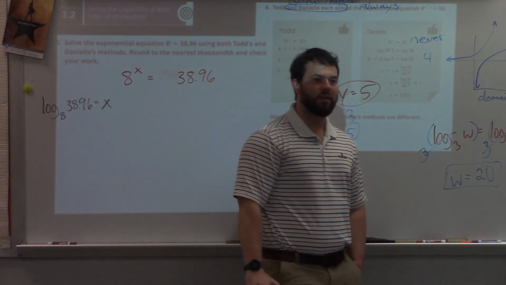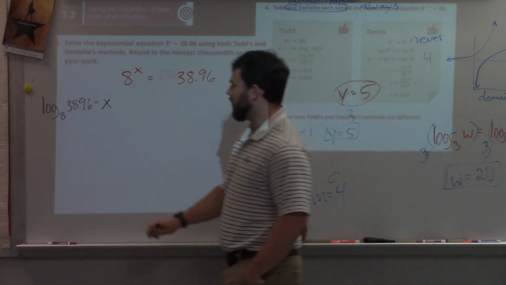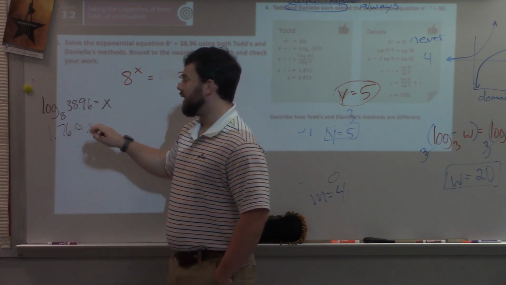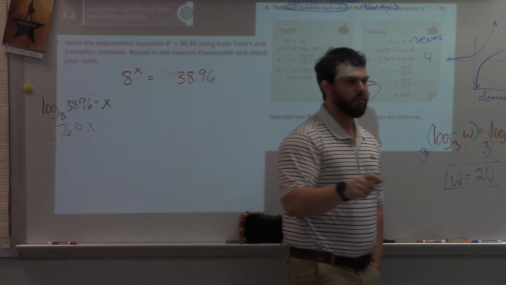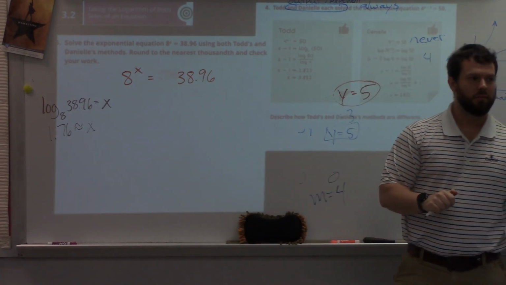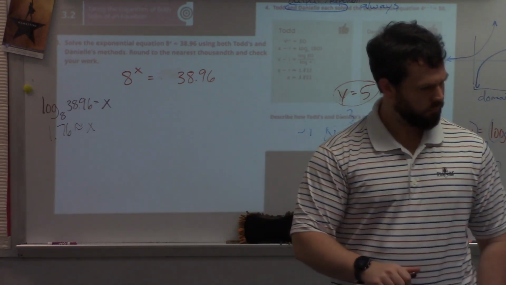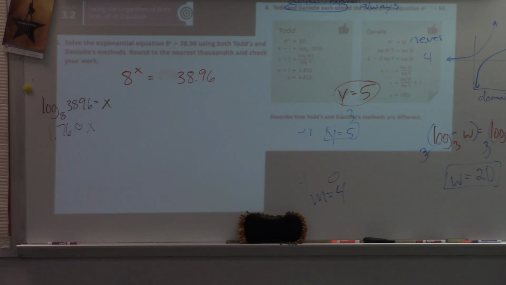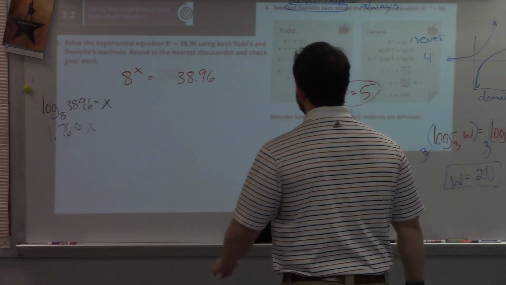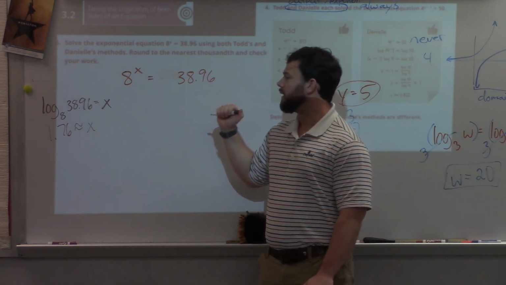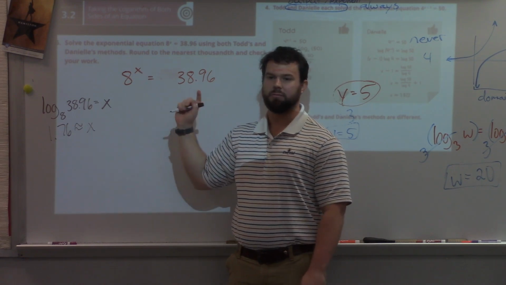So what is log base 8 of 38.96? It's approximately equal to x, not exact. There's decimals after that. It's 1.76134. Notice that it just continues that decimal, so it's approximately 1.76. But notice it's literally just converting to a logarithm, which we've been doing.